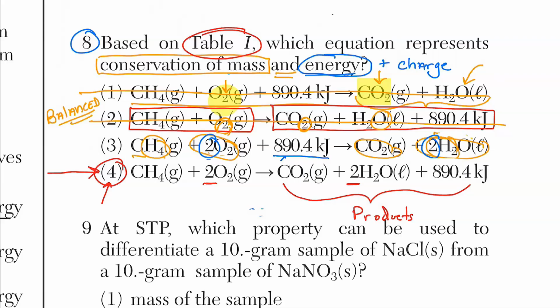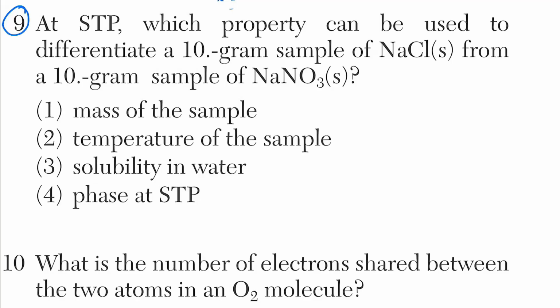On to number 9. Number 9, at STP, which property can be used to differentiate? That's a very advanced word, but basically differ is in that word. So how can you tell one from the other? In a 10-gram sample of sodium chloride, that's a compound, 2 capital letters, 2 different elements, from a 10-gram sample of sodium nitrate, another compound. This one is a ternary compound. It's got 3 different capitals, 3 different elements, but those are compounds. So how can we tell that we have one compound from the other?